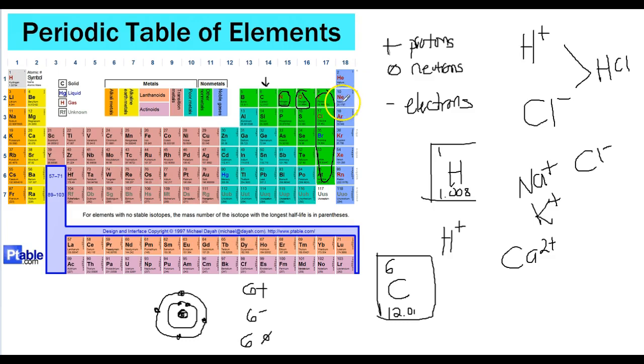Same thing with neon. Notice it says 10. It has 2 in the first shell, and then it has 8 in the second shell. It is perfectly happy like that. Everybody else is going to either give those electrons up, or they're going to acquire more electrons either by sharing electrons or by electronegativity and pulling electrons off of something else.